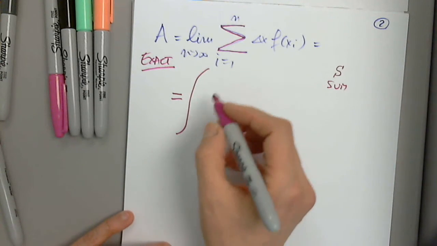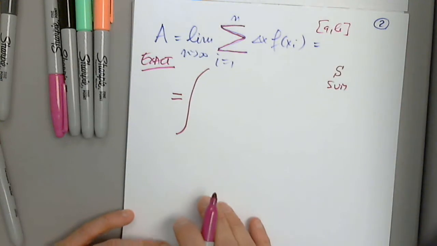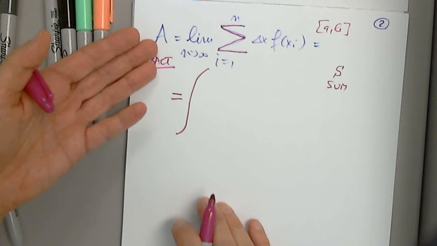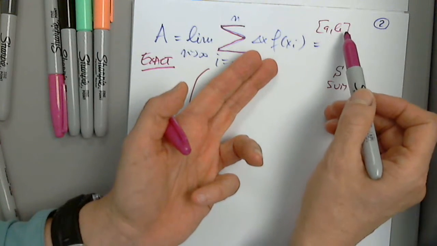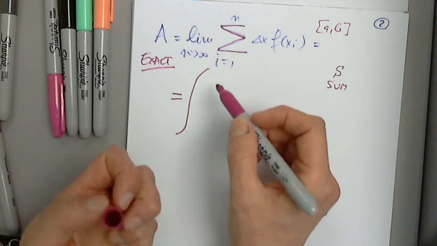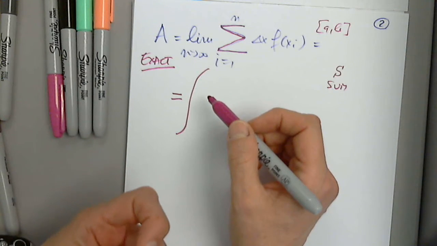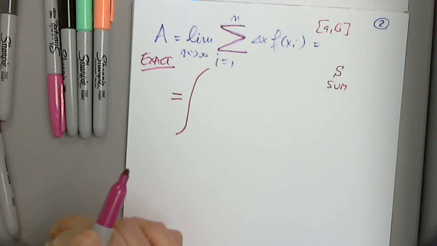Ready? So this interval that we are looking at was the interval a comma b. So this is the exact area under the function f of x on the interval a comma b, of the limit of the Riemann sum. Yes. Any questions? Yes, Ricky. 5.1. It's 5.3.